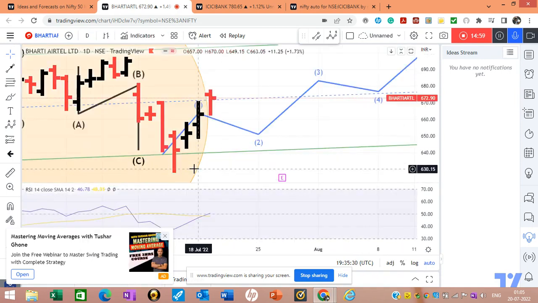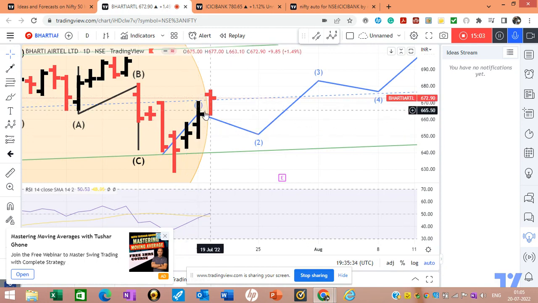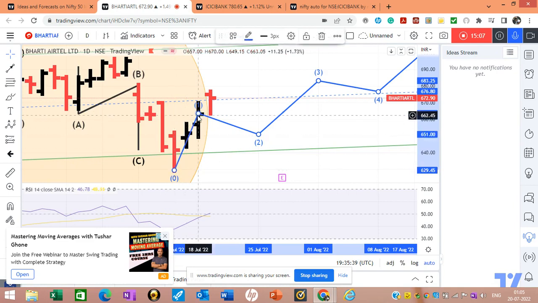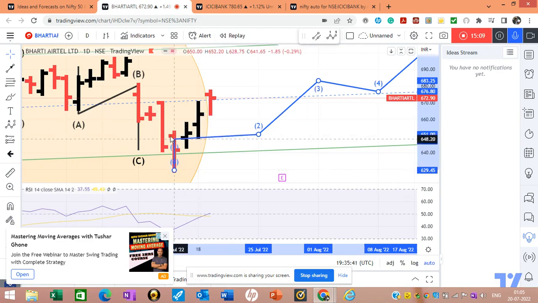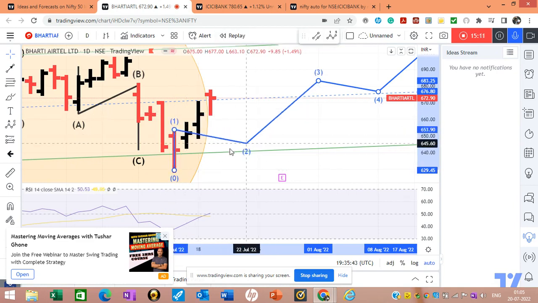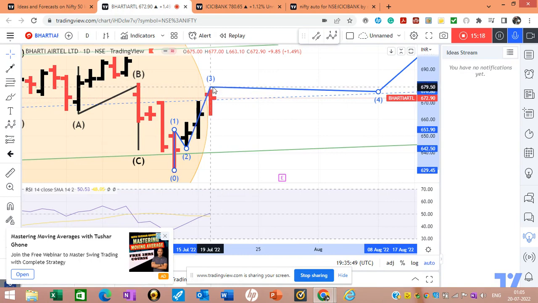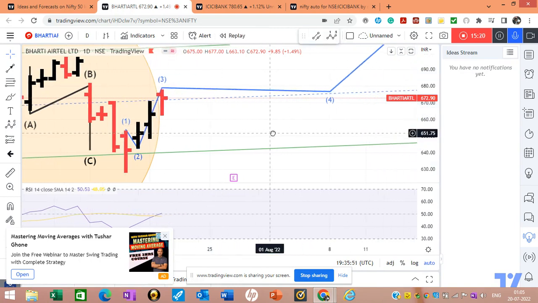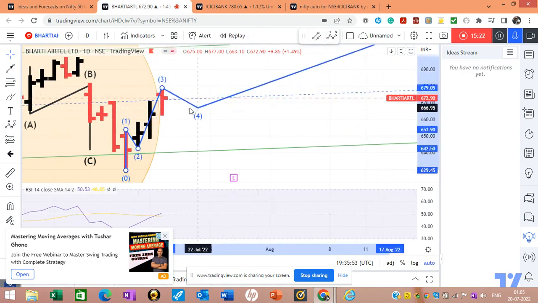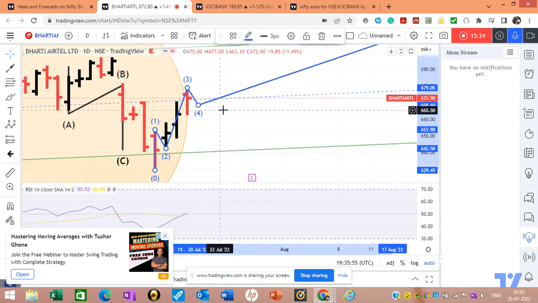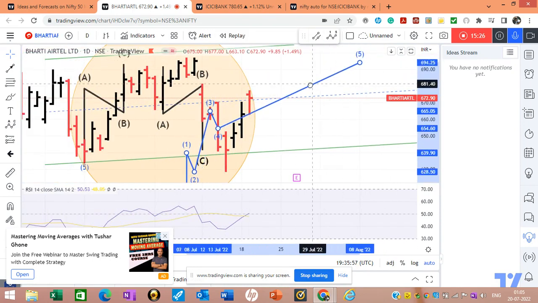One, two, one, two, 3, 4, and 5. So the waves are like this: one, two, and this is three. This whole is three. We'll have some corrections in the form of a fourth wave, and here's the fifth wave.